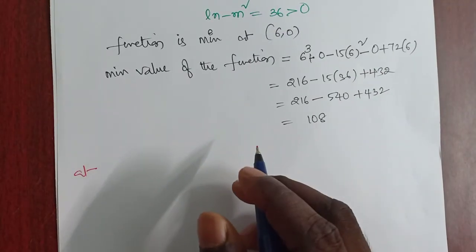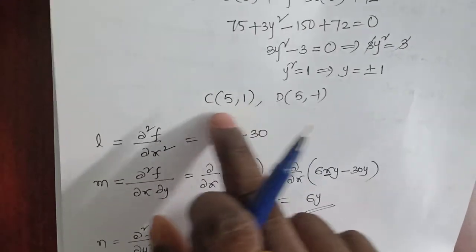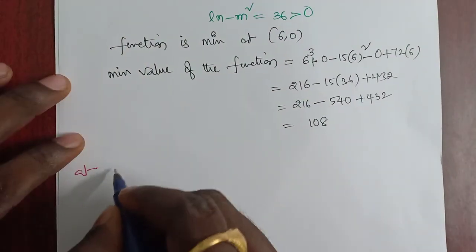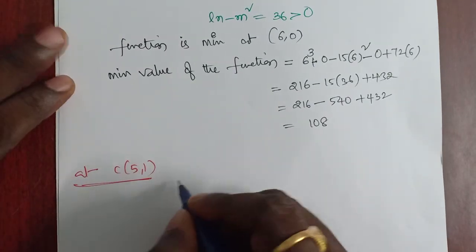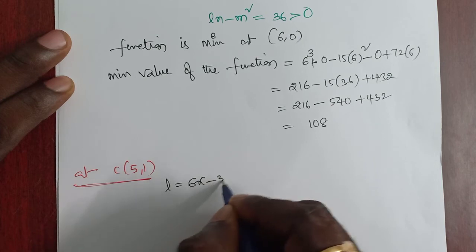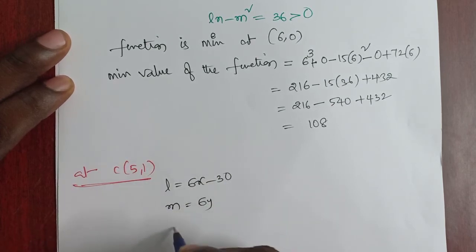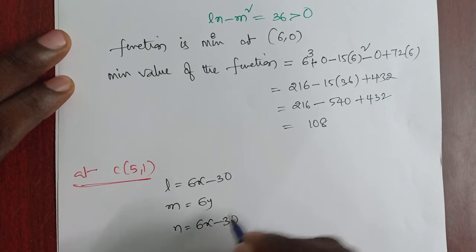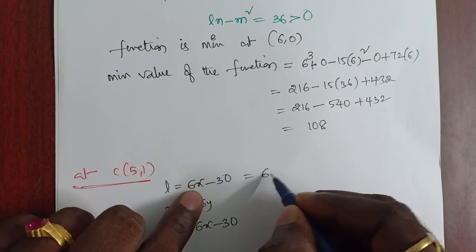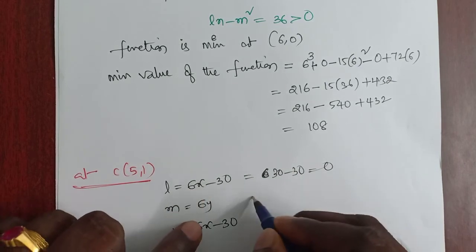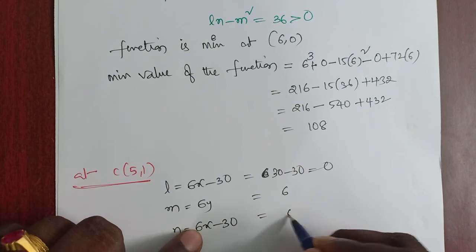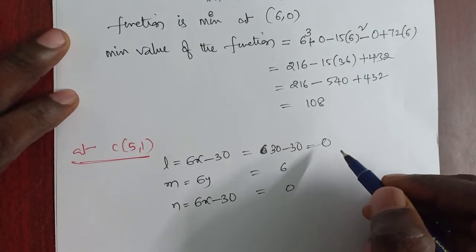So what is the third one? Yeah, 5 comma 1 and 5 comma minus 1. So at C, 5 comma 1. So clearly L is 6x minus 30. M is 6y. N is 6x minus 30. So 6 into 5, 30 minus 30, which is 0. 6y, it is 6. 30 minus 30 is 0. So clearly L is equal to 0.